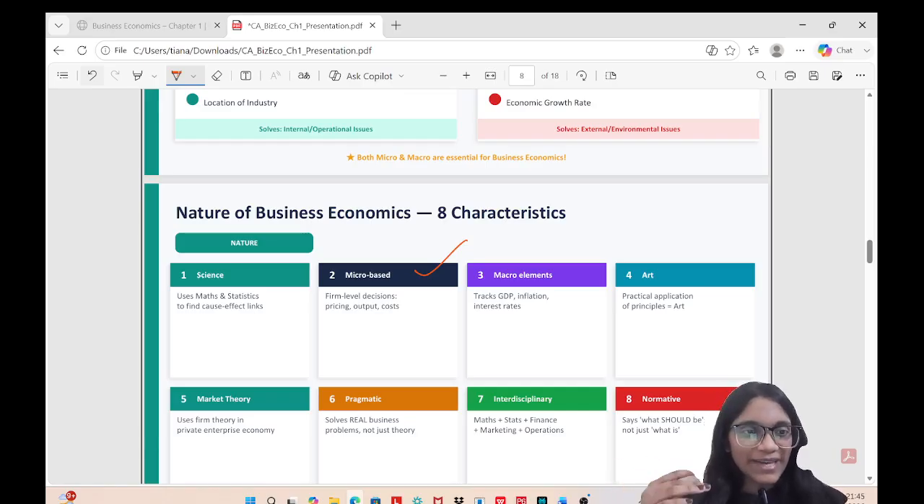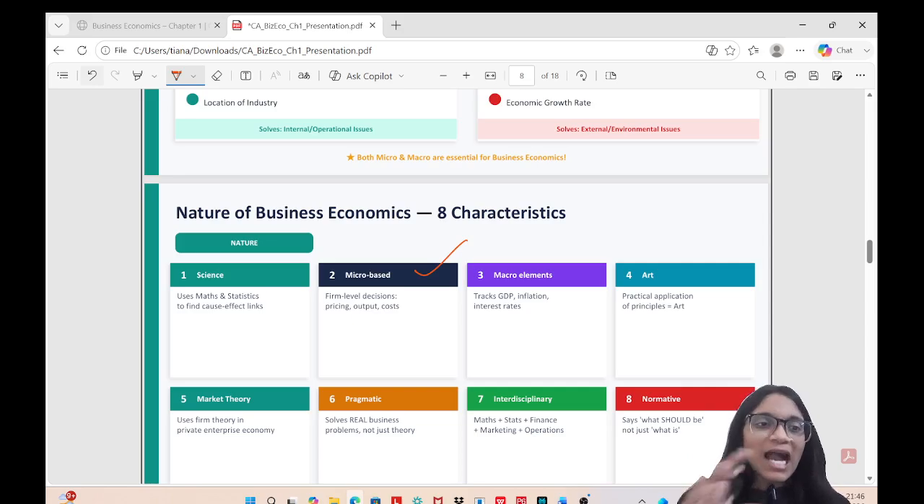This is very interesting. Science, what will it do? It will just give you the cause and effect relationships. Art tells you how you should do it. For example, two managers both know that demand for their product will fall in the next quarter. One panics and cuts the prices drastically. Another artfully launches a loyalty program and holds the prices steady. Same knowledge, different art application.